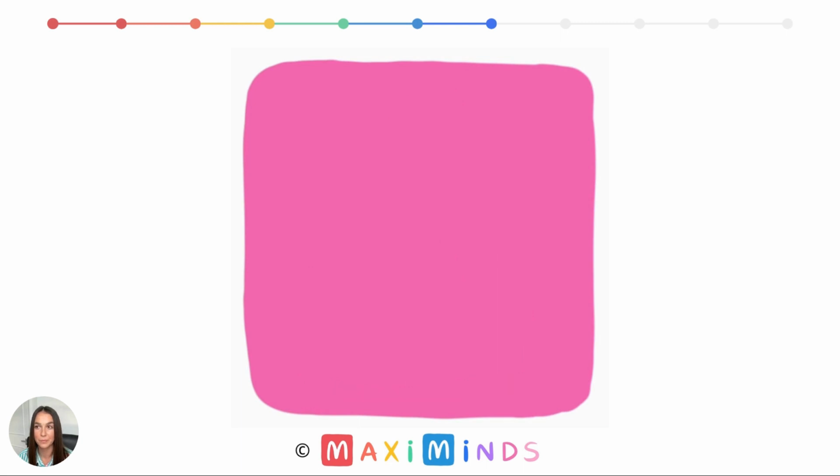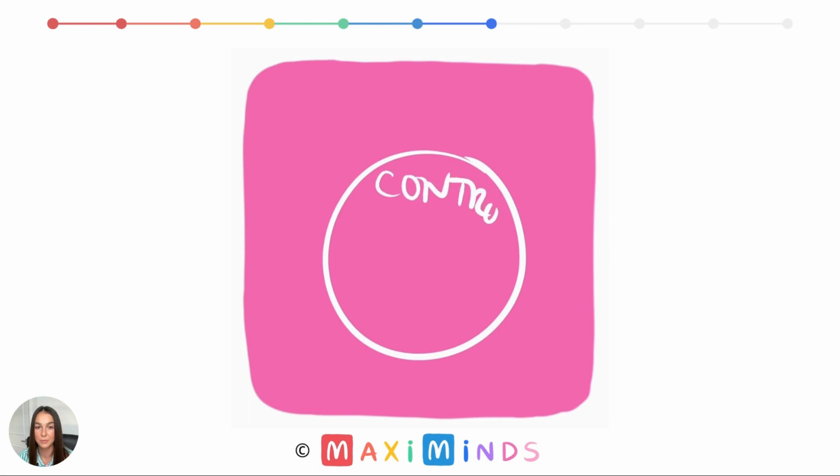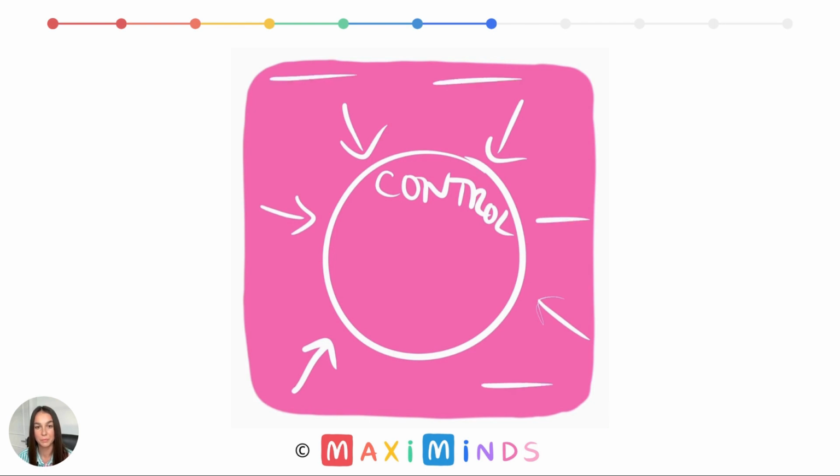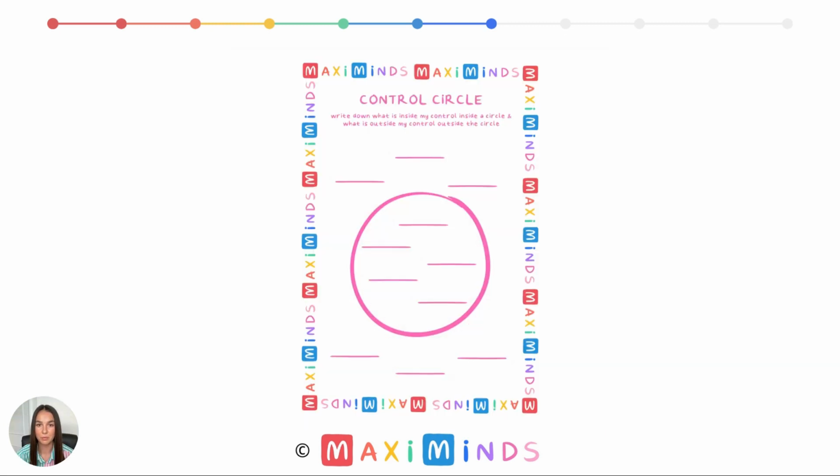You start this activity by drawing a circle and having them identify and write down what is within their control inside the circle. You can also get them to write stuff that is outside of their control, outside of the circle. By focusing their energy on what they can control and accepting what is beyond their control, students can experience a greater sense of autonomy and promote their well-being.